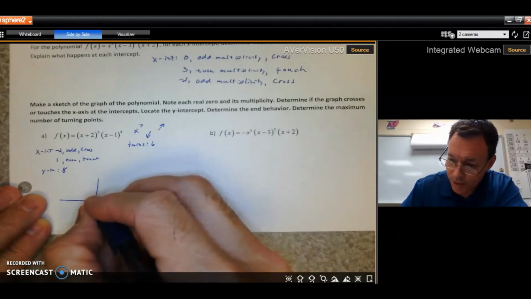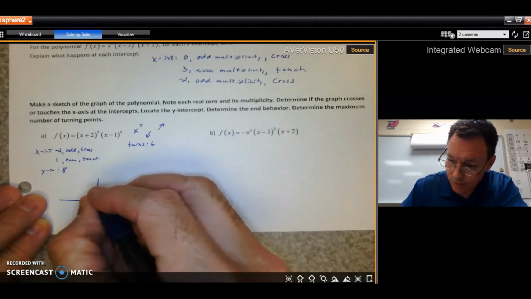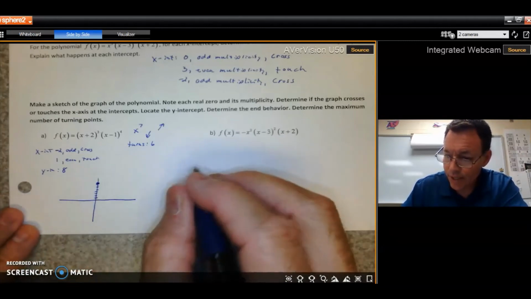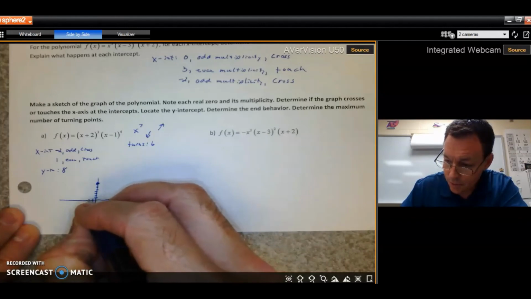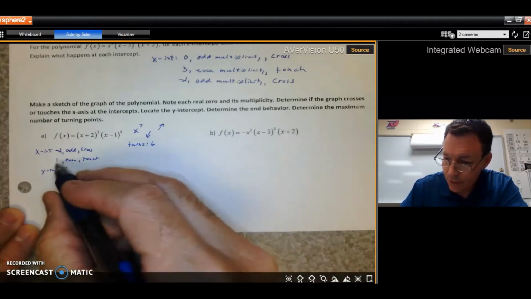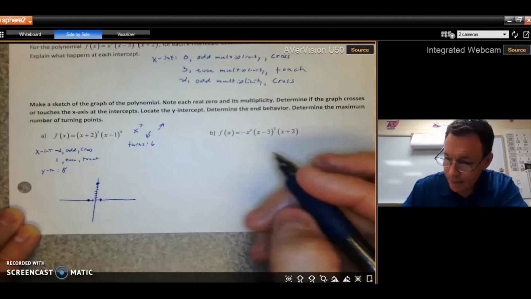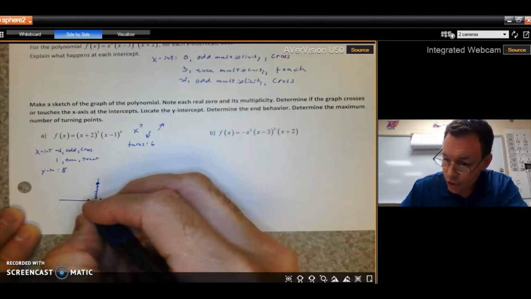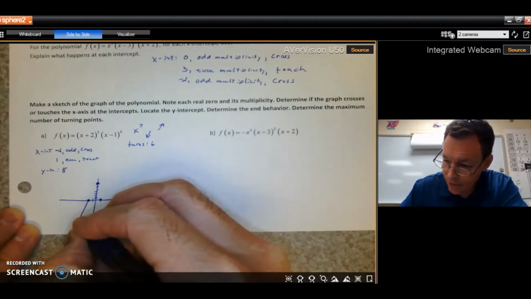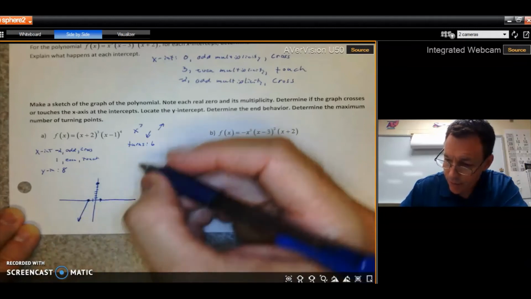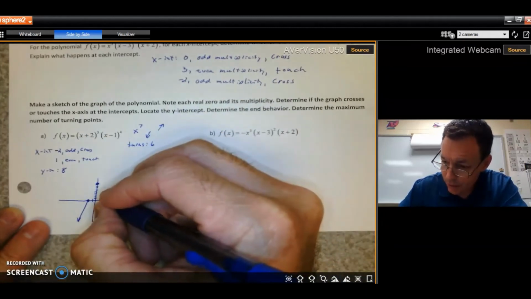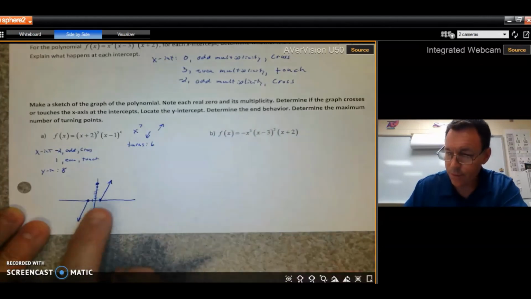I know the y-intercept is 8. 1, 2, 3, 4, 5, 6, 7, 8. I know there are 2 x-intercepts, -2, +1. I know the graph should go down to -infinity in that direction, and then it's going to go up to like +infinity from that x-axis.